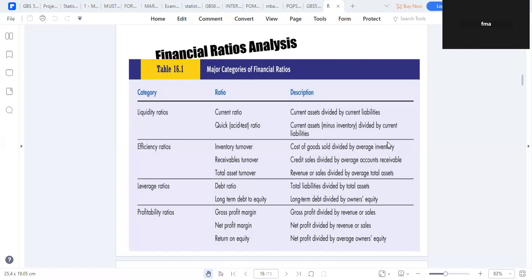Looking at the efficiency ratios, which look at how well the managers are using the assets of the company. In this case, we have inventory turnover, which looks at how quickly we're able to sell our stock. So it's cost of goods sold divided by average inventory. We also have the debtors turnover, which looks at how long it takes for us to collect our debts. So it's given by credit sales divided by average account receivable. We also have the total asset turnover.